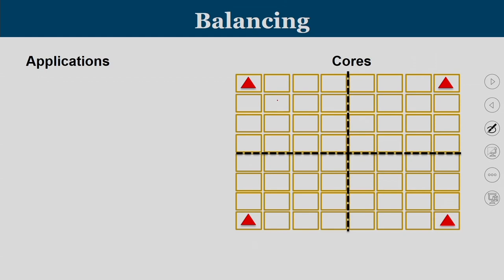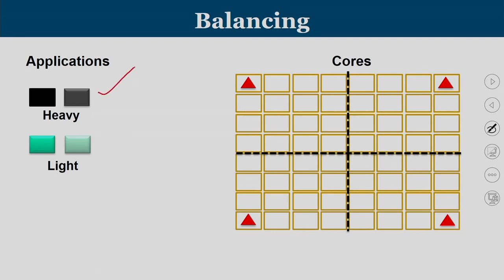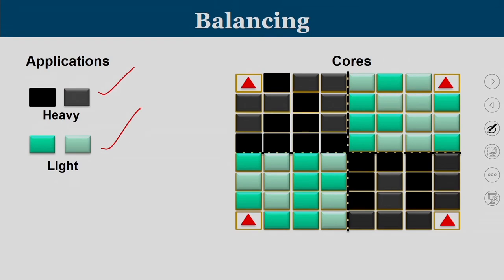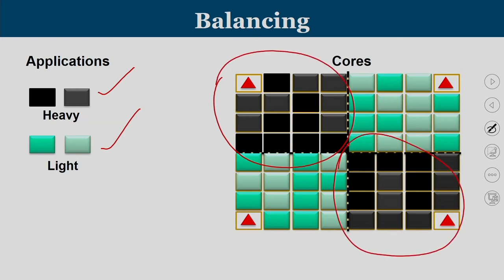Now the other mapping technique is called balancing. We have different applications. Some applications are very heavy, this is still heavy, and some applications are light. This is based upon the number of packets these applications are going to inject into the network. Now consider the case that if you map the applications like this, all the heavy applications are in one core and all the lighter applications are in another core. Essentially, we can see that this particular core is mapped with applications which are relatively very heavy.